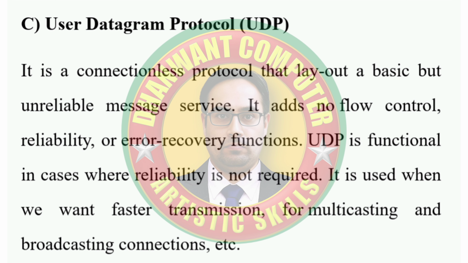C. User Datagram Protocol, UDP. It is a connectionless protocol that lays out a basic but unreliable message service. It adds no flow control, reliability, or error recovery functions. UDP is functional in cases where reliability is not required. It is used when we want faster transmission, for multicasting, and broadcasting connections, etc.